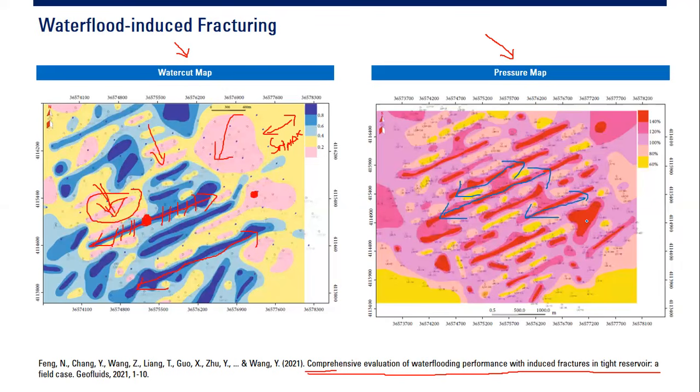Okay, so I think that's all. I hope you enjoy this video. Again, if you're handling any reservoir, especially water flood in a tight reservoir, you need to generate dynamic maps: production map, cumulative production map, and of course the water cut and pressure maps.